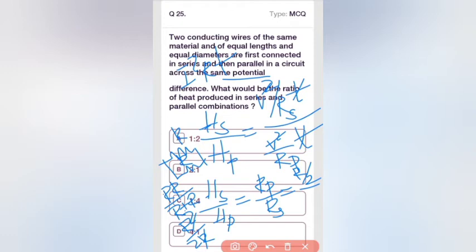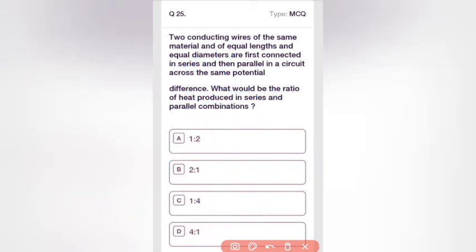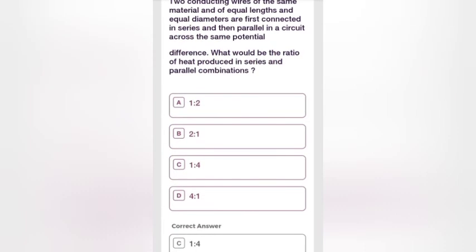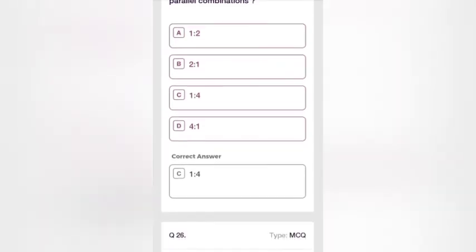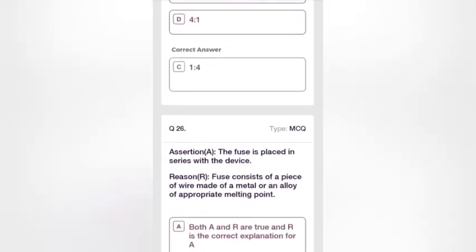Isn't it? Then Rs. When two resistances are connected in series, then the total resistance will be R1 plus R2. So we take R1 plus R2, which means R plus R is 2R. Okay. Now this R gets cancelled. Then we get 1 divided by 4. So Hs by Hp will be 1 divided by 4. So option C is the correct answer. 1:4 is the ratio of the heat produced in series to the heat produced in parallel.